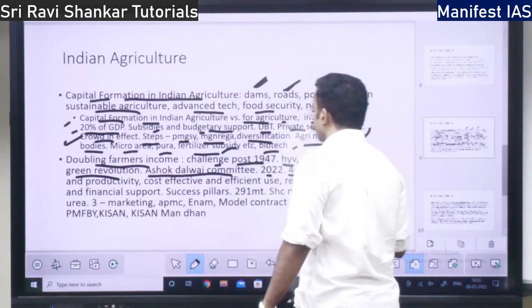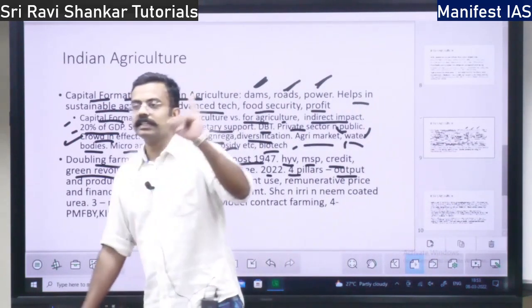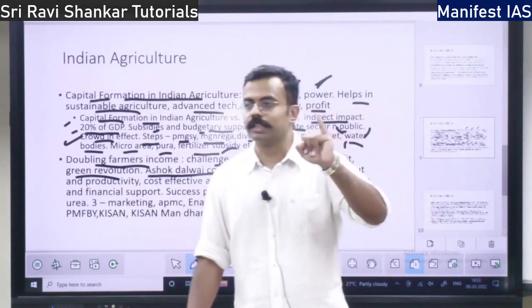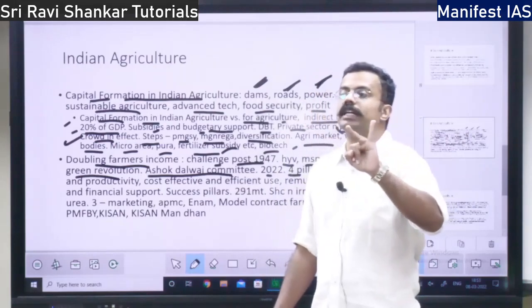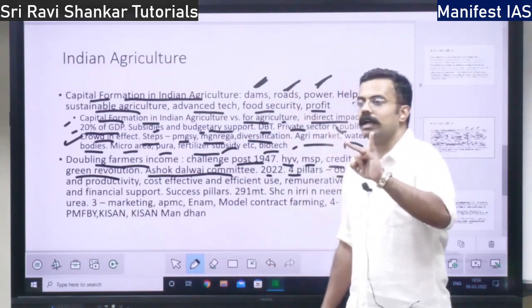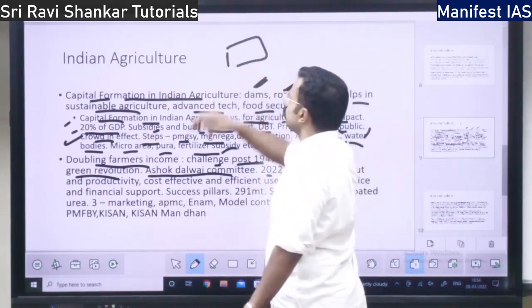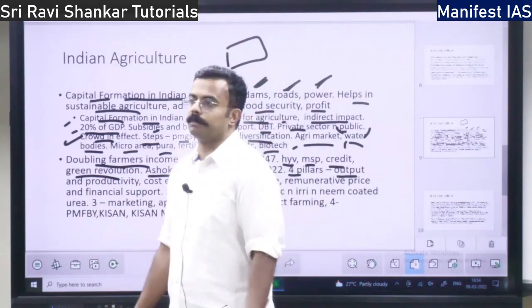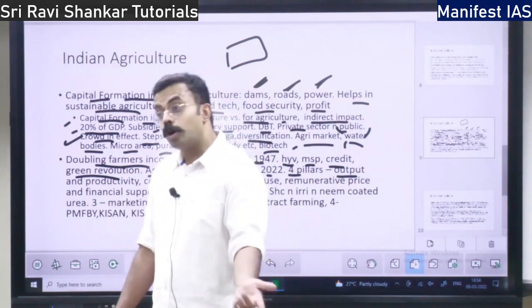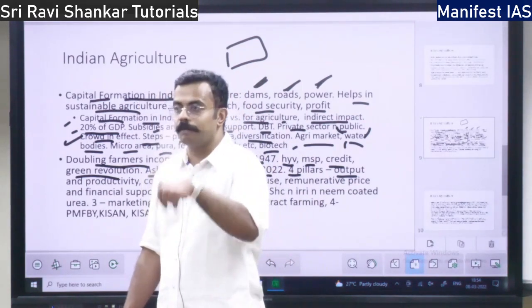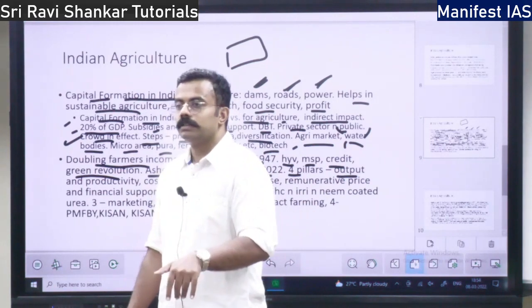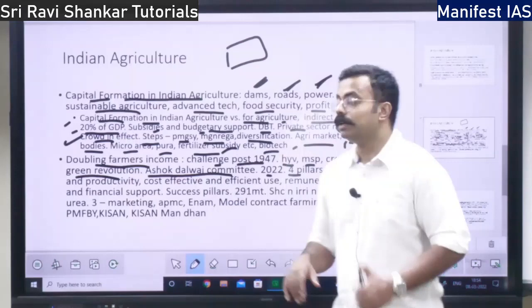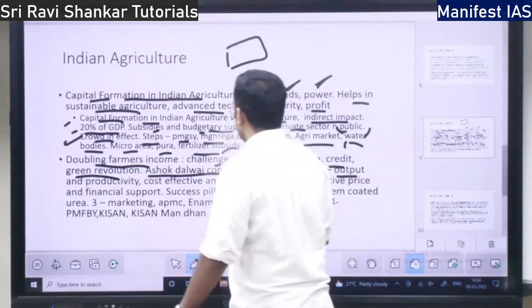One is output and productivity. He says there should be good output in agriculture. Production should be more, and productivity should increase. What do you mean by productivity? See, one is more production. But if you grow only 1 kg of rice in 1 acre, what is the use? More production from the same hectare, the same farm, right? That is productivity. Productivity should be increased from the same farm. So increase output and productivity.